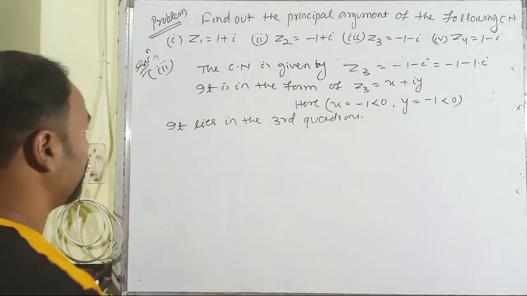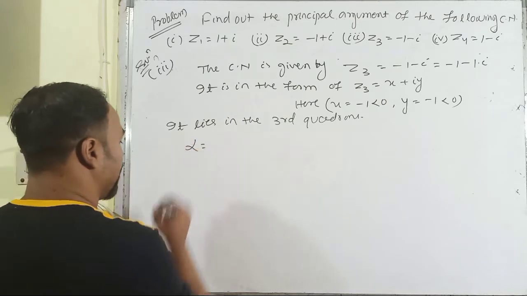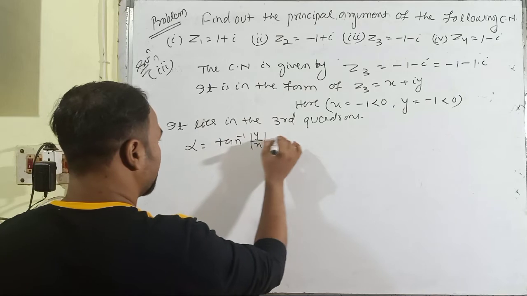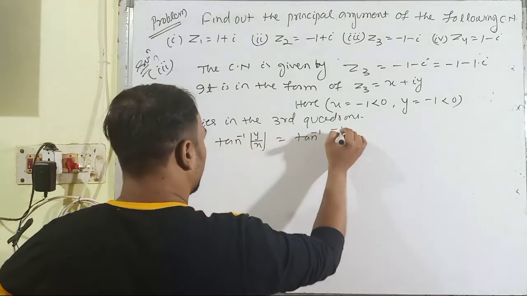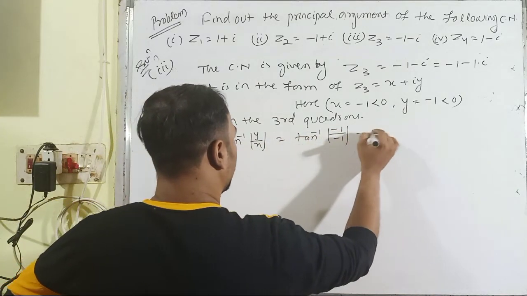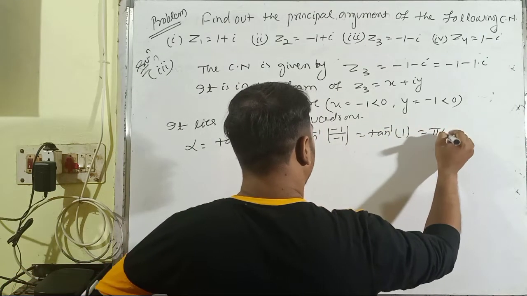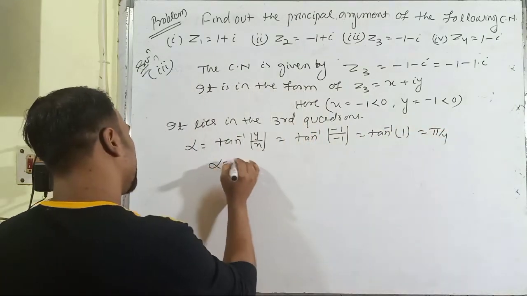Then first of all we have to find out the value of alpha, the acute angle. Alpha is equal to tan inverse modulus of y upon x, that means tan inverse modulus of -1 upon -1, that means tan inverse modulus of +1, and this is pi by 4. So alpha is equal to pi by 4.